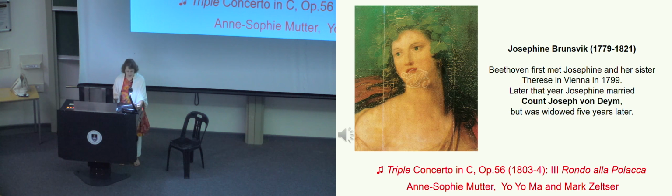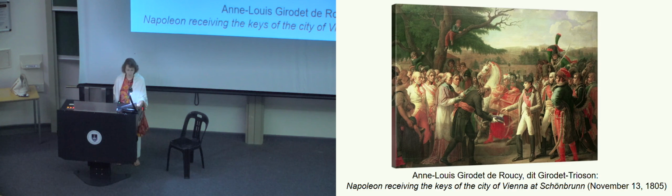Anyway, the plot is based on a real-life incident that took place in France during the Reign of Terror, after the outbreak of the revolution, but was relocated to Spain for diplomatic reasons. The premiere took place on the 20th of November, 1805, a month after Britain defeated the French and Spanish fleets at the Battle of Trafalgar, during which Vice Admiral Horatio Nelson was fatally wounded. The premiere of Fidelio was a complete failure.